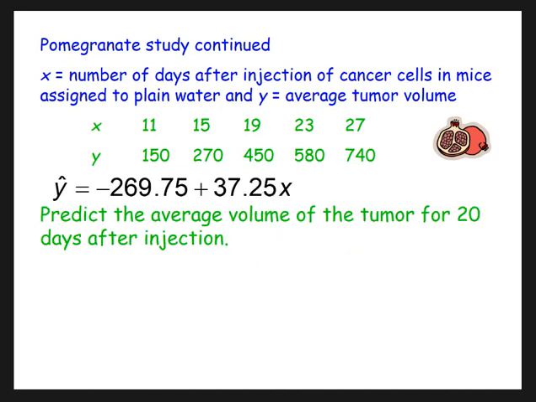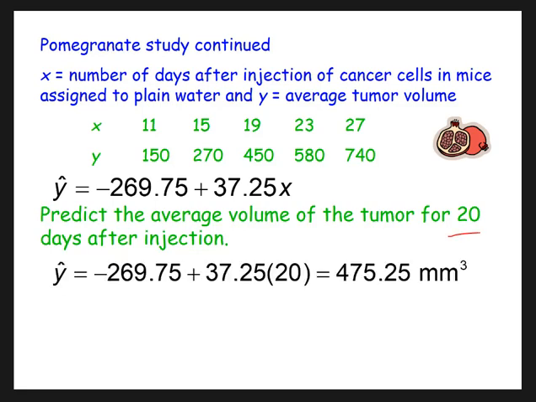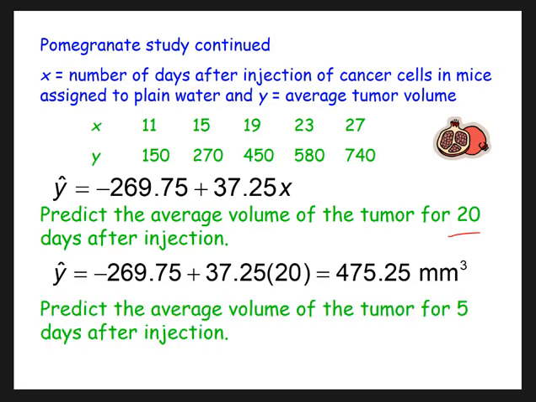So now, since the relationship was strong, we can use this regression line to predict the volume of the average tumor for 20 days after injection. Well, if we do that, we come up with 475.25 millimeters cubed. That would be our prediction for 20 days.